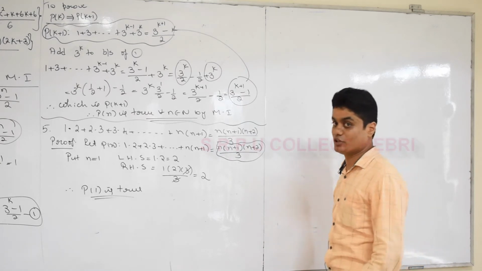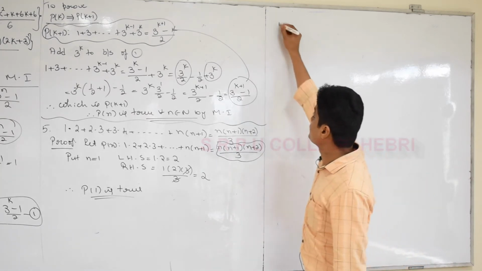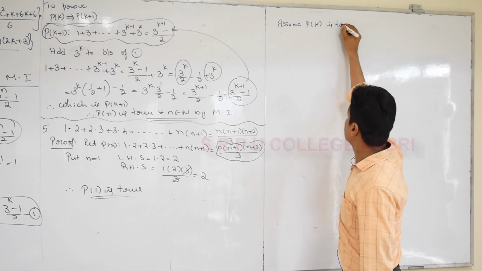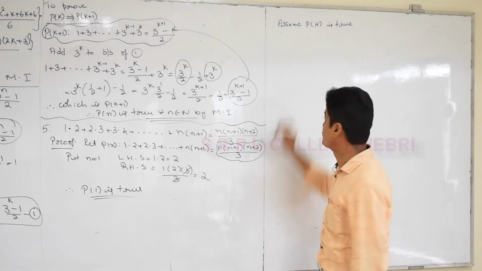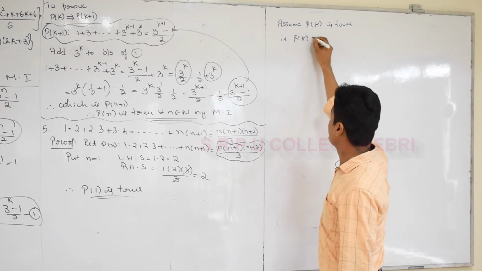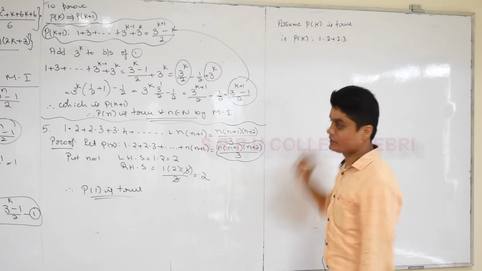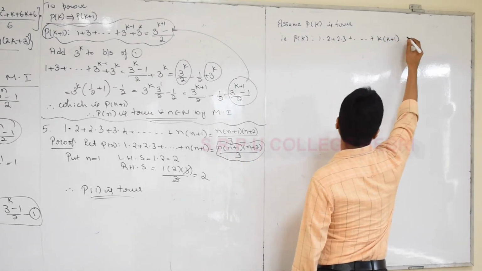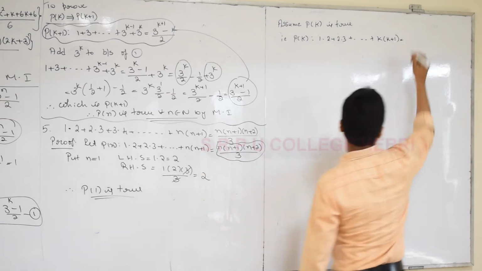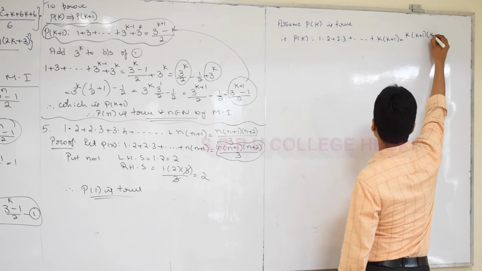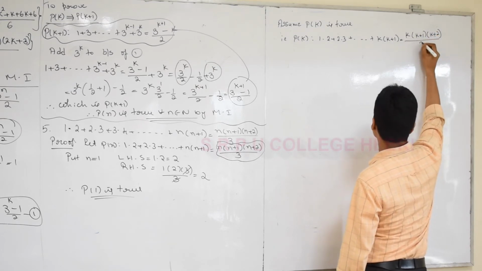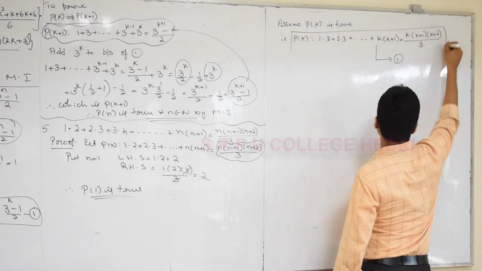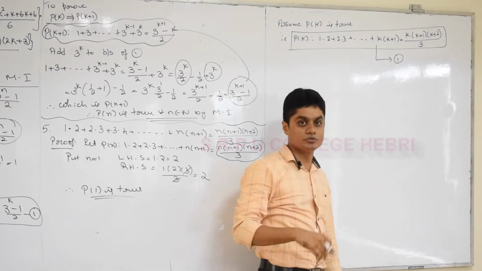After verifying the result is true for n equal to 1, you have to prove the result is true for all n. For that, assume P of k is true. What is P of k? 1 into 2, 2 into 3, and continuing the same way, up to k into k plus 1 equals k into k plus 1 into k plus 2 divided by 3. Let it be equation 1. You have to assume this is true, and use this to complete the work.